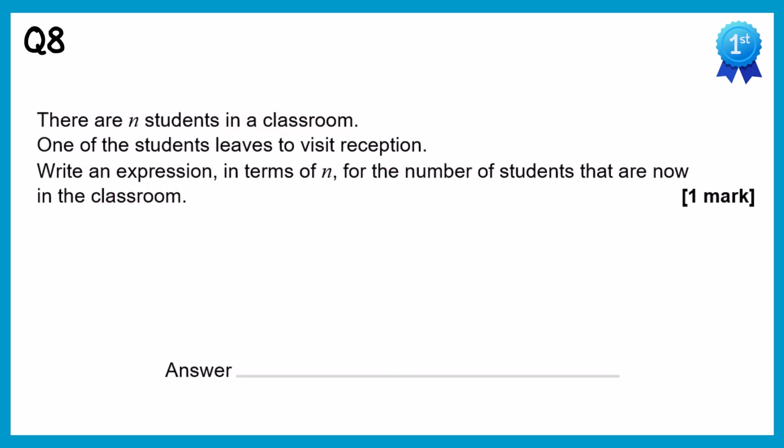In this question, we're told that there are n students in a classroom. One of the students leaves to visit reception. We need to write an expression in terms of n for the number of students that are now in the classroom. Well, if there were 10 students in the classroom and 1 left, we'd subtract 1.